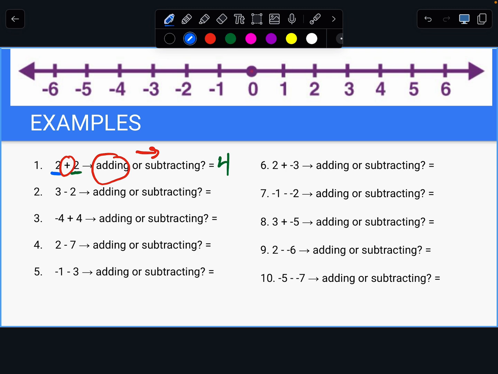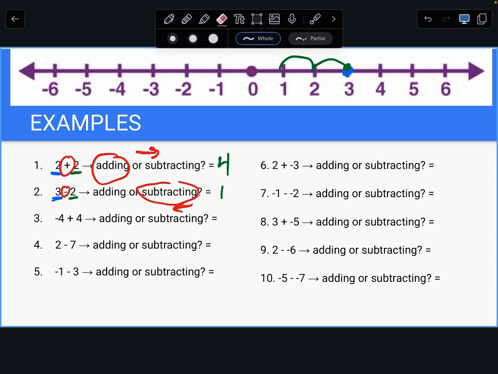Okay, for the second one, find the first number. The first number is 3. Look, there it is, I found it. Next, we look at the sign. Am I adding or subtracting? We are subtracting here. If we're subtracting, are we going to the right or to the left? We are going to the left. How many spaces are we going to the left? We're going to the left twice. So we are starting at 3. We're going to the left 1, 2. We see we end up at positive 1.